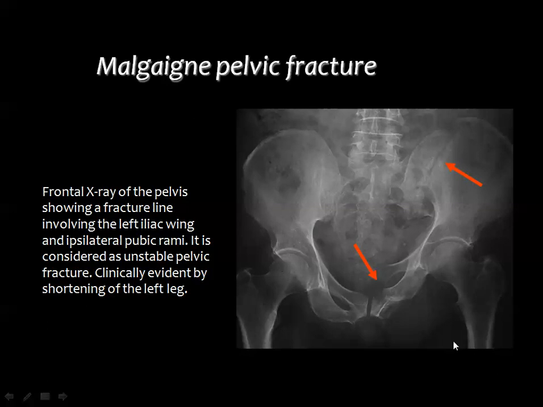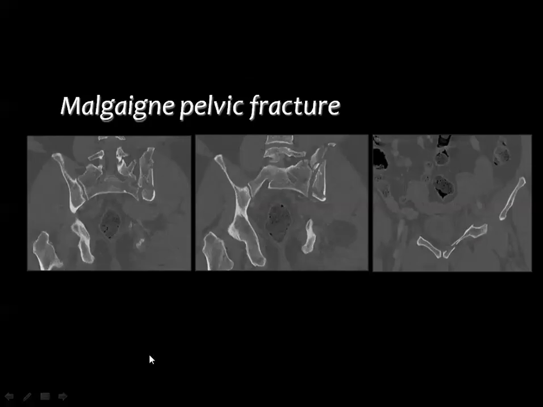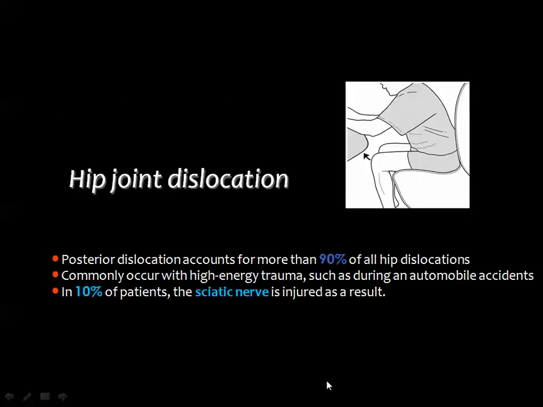And this is another example of this type of fracture, vertical shear injury. You can see fractures of the superior and inferior pubic rami as well as fracture of the ipsilateral iliac bone. You can see also the fracture by CT, especially in the reformatted images. Here you see the fracture of the superior pubic ramus and comminuted fracture of the left iliac bone with disruption of the ipsilateral sacroiliac joint.